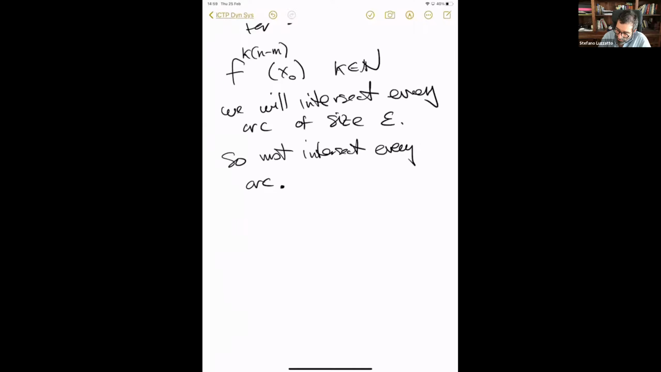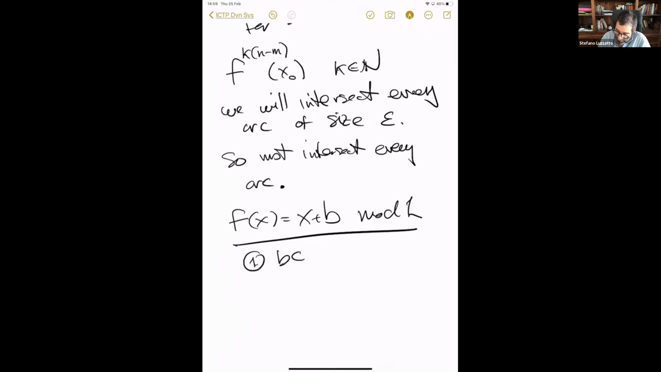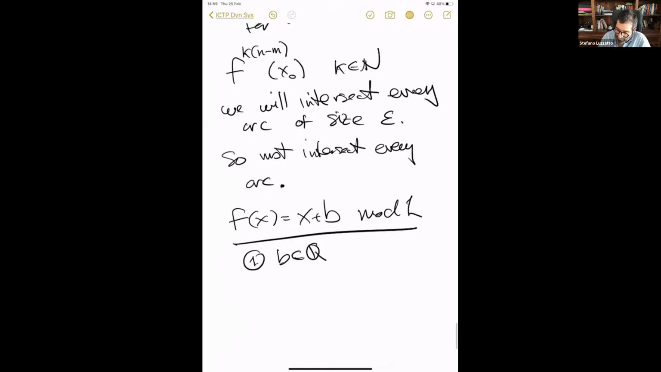Okay, so this shows that for the map f of x equals x plus b mod 1, we have two cases: b rational, in which every point is periodic, and b irrational, in which every orbit is dense. So these are two quite remarkable behaviors that we got just by adding mod 1. As Yunus said, it's basically because of the compactness of S1 that we get much more interesting phenomena.